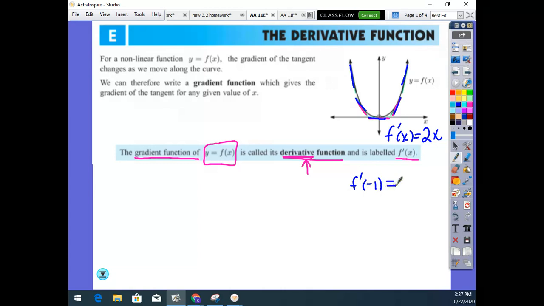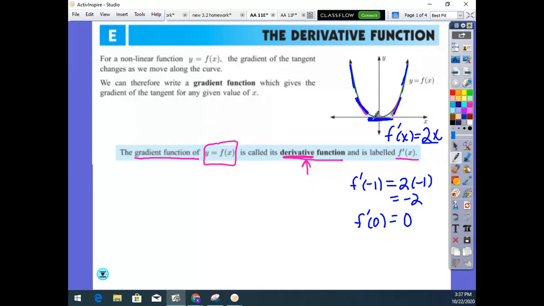F prime of -1 is 2 times -1, or -2. That's saying when x is -1, the tangent line has a slope of -2. What is f prime of 0? 2 times 0 is 0. That means at x equals 0, the slope of the tangent line is 0. If I plug in a +1, I get 2 times 1, which is 2. So when x is 1, the slope is 2.